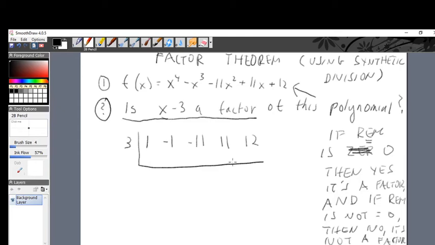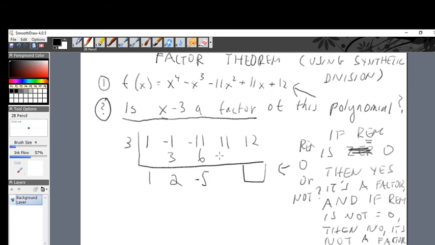Are we going to get a remainder of 0 or not? I'm talking about the remainder, this slot right over here. Okay, let's see. Bring down the 1. 3 times 1 is 3. Minus 1 and 3 is positive 2. 3 times 2 is 6. Minus 11 and 6 is minus 5.